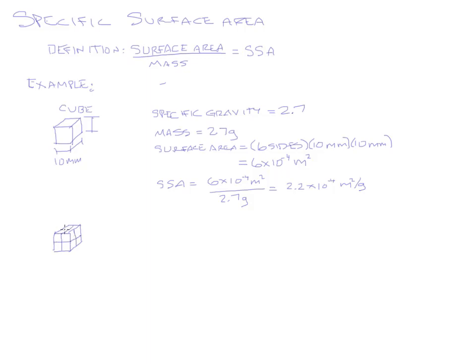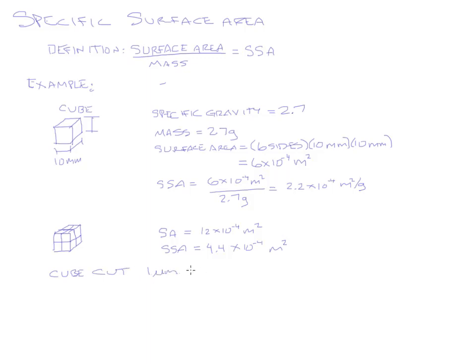Now let's say we take that cube and cut it in half on each side. So now there's 8 little cubes, same mass, same overall side length, but each little cube is just half as big on each side length. Now the surface area turns out to be 10 times 10 to the minus 4 meters squared. It's double the surface area from before. So the specific surface area is also doubled, 4.4 times 10 to the minus 4 meters squared per gram.